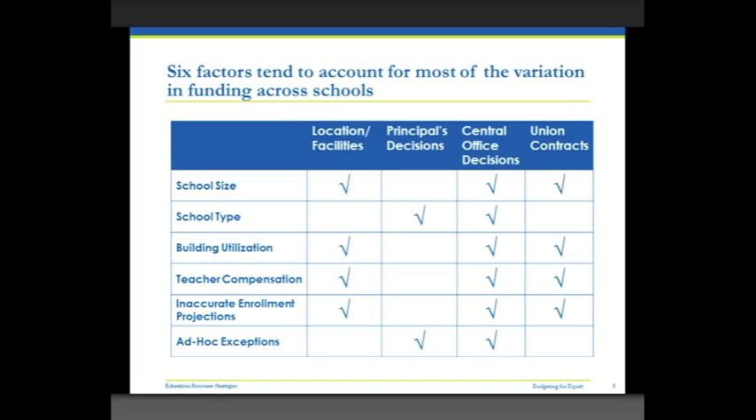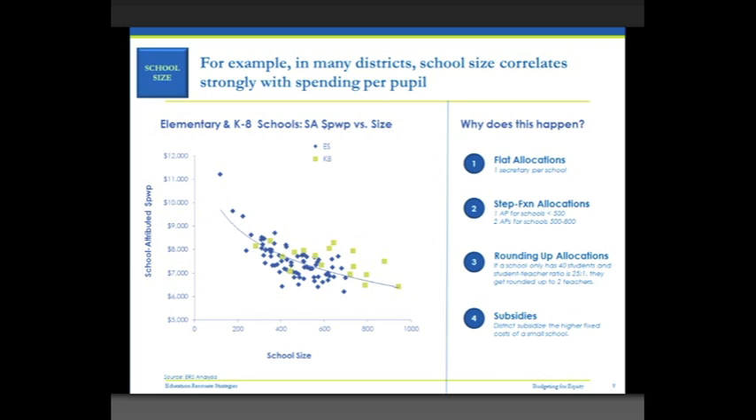So let's dive a little deeper into the school size drivers, because it's really important to understand this, and there's lots of ramifications, both for the funding system as well as for your facilities planning and school closures, which is a really hot topic right now. This chart just plots per pupil spending by school size.